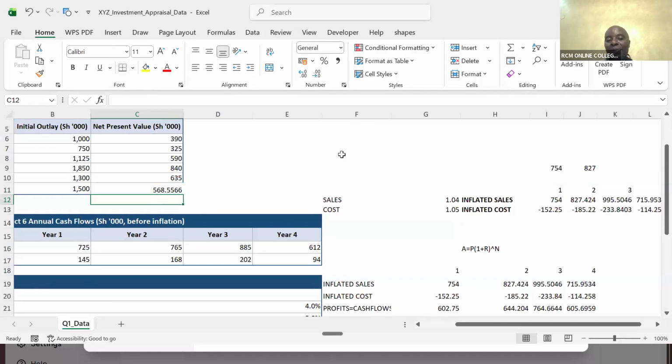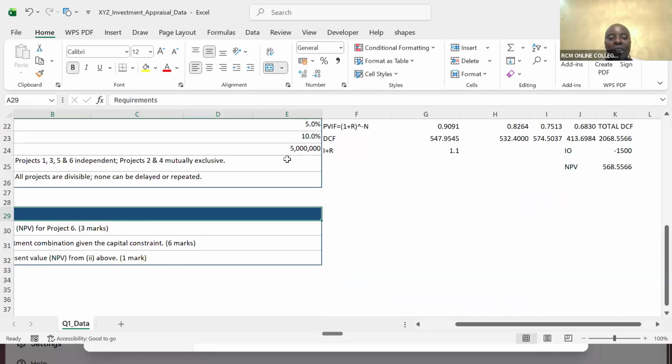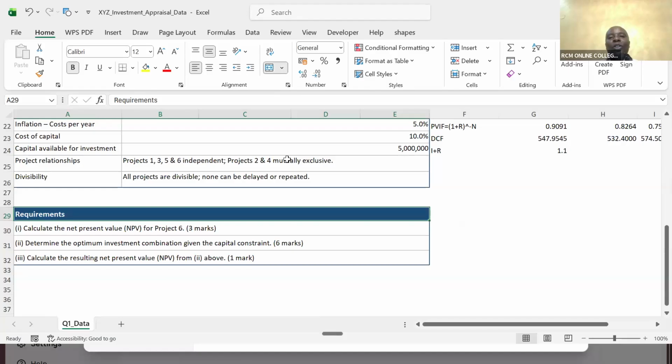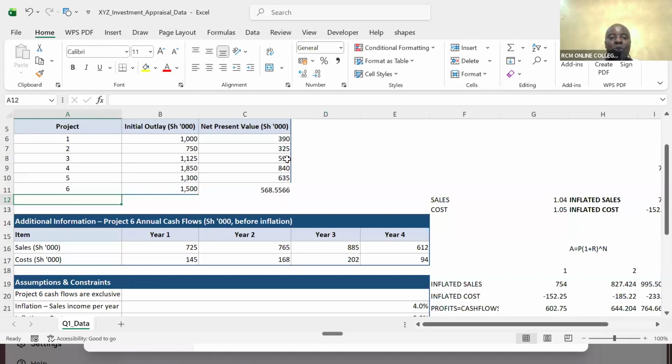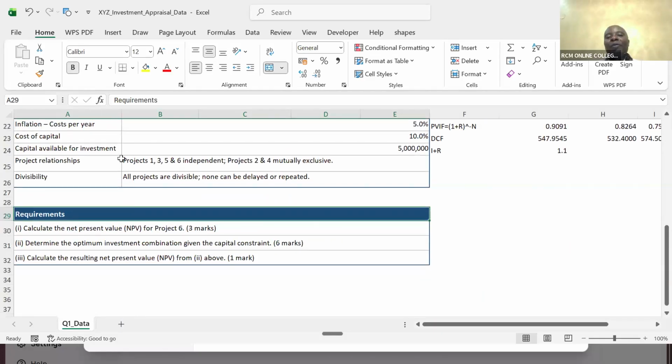So then, gentlemen, we happen to be having net present values very nicely. If we say page down here, they want us to determine the optimum investment combination given the capital constraint. Remember, we have a capital constraint. If we say page up, we have a capital constraint somewhere here. We're told the capital which is available is only 5 million. So now, ladies and gentlemen, remember, we are dealing with what we call capital rationing.